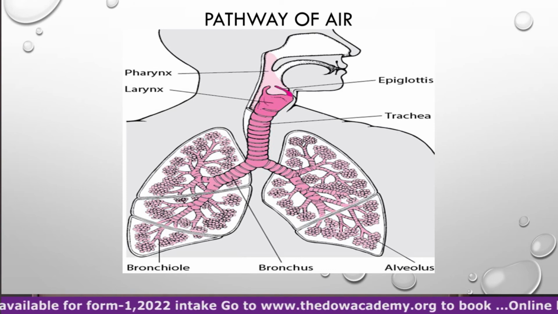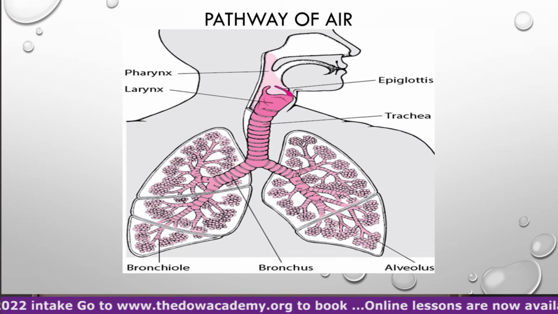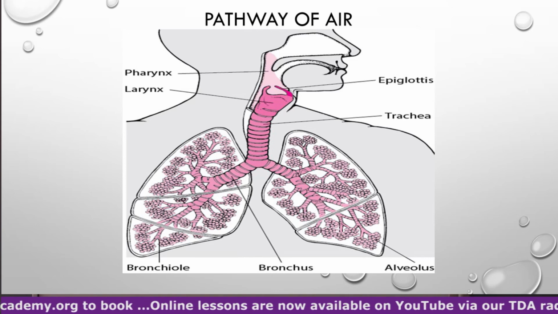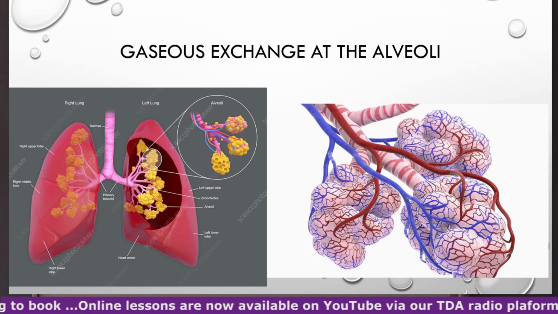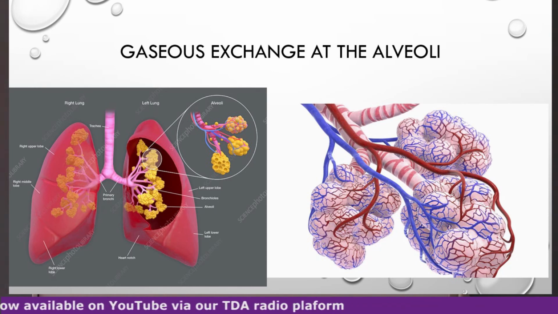Now, in each and every bronchiole, there is an air sac or bunch of air sacs, which are called the alveoli. It is here in the alveoli where gaseous exchange takes place. Now, this is a typical example of the alveoli, where gaseous exchange takes place.